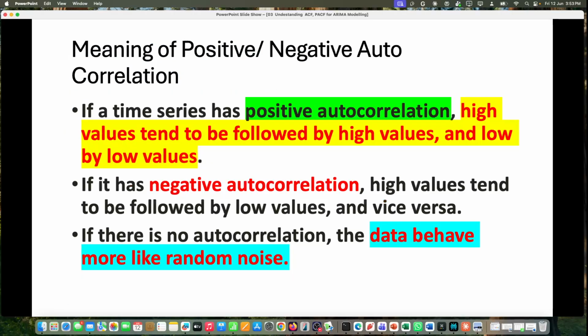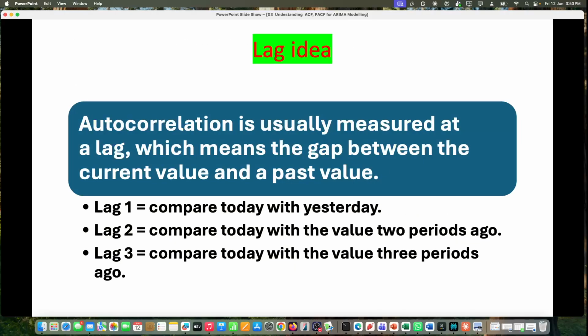Now the meaning of positive and negative autocorrelation. If the autocorrelation is positive, high values are going to be followed by high values, and low values are going to be followed by low values. If it has a negative correlation, high values will be followed by low values, which will be followed by high values. If there is zero autocorrelation, then the series may represent random noise.